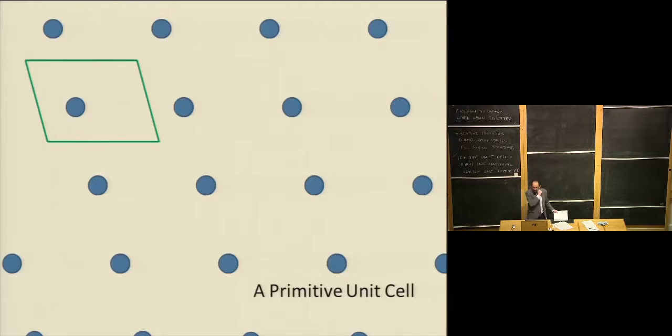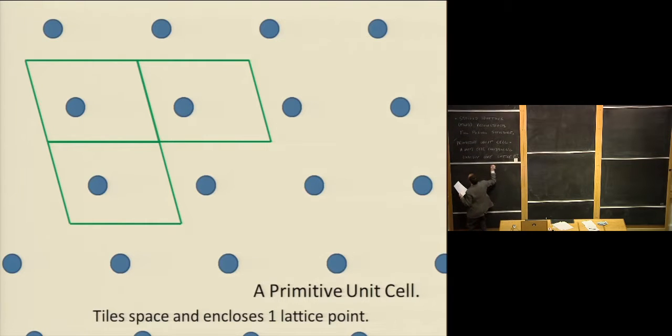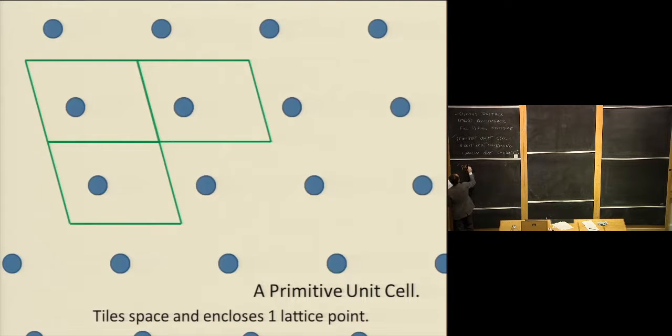I guess here's another case. Here's a nice lattice. There's a primitive unit cell because if you can tile all of space with it, you put them together, tile all of space, and each unit cell contains one lattice point. However, one should be warned that the primitive unit cell is not unique.